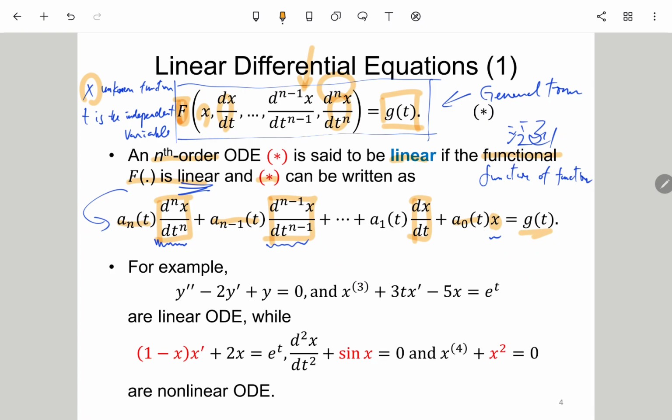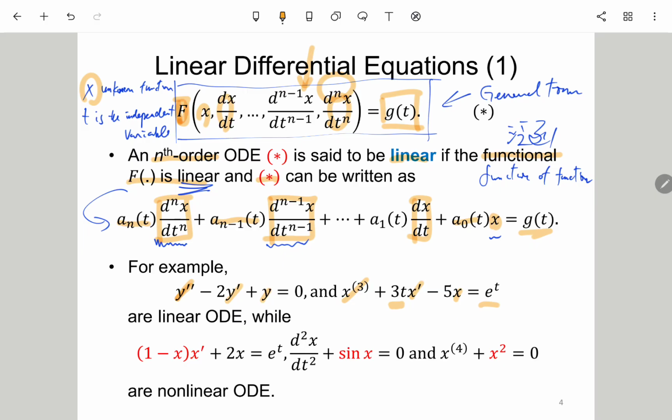For example, y double prime is the second derivative of y with respect to x, or time, depending on what it asks. So it can be the second derivative, the first derivative, and then the original function. And this one is the third derivative, then the first derivative, and then the function of the independent variable. This is the original function, and this is the function of time. So both of them are linear ODEs.